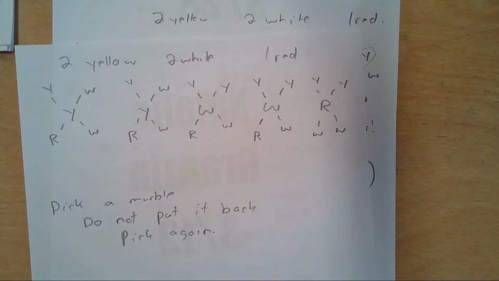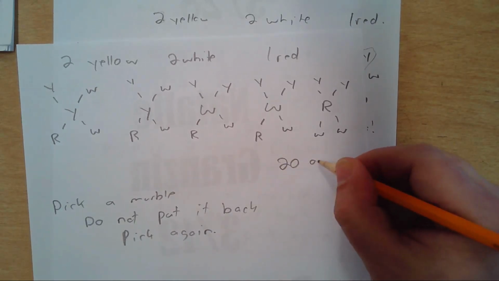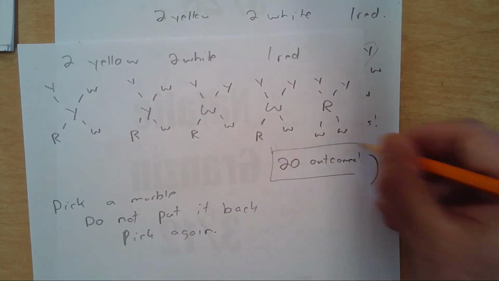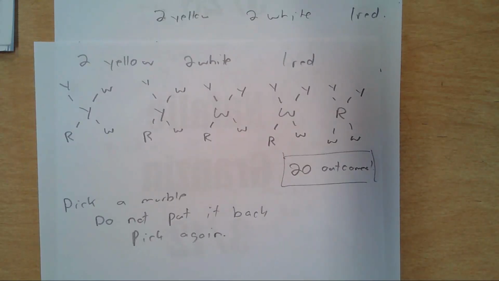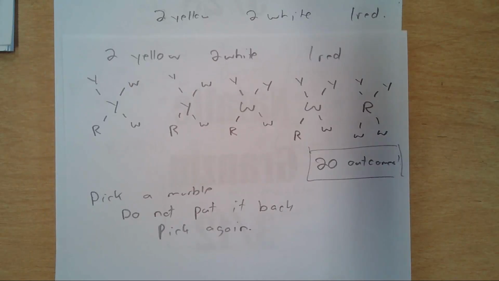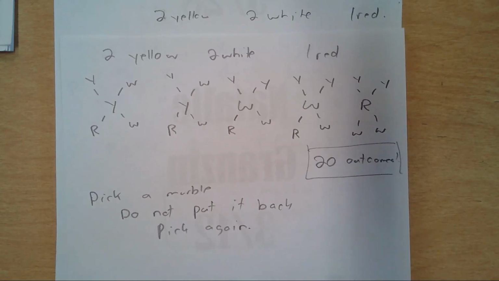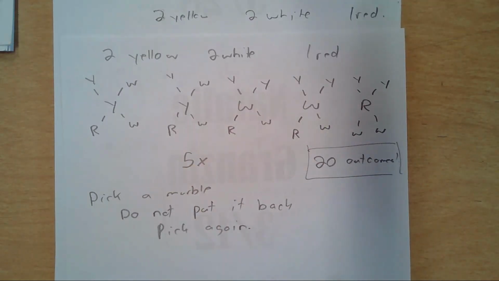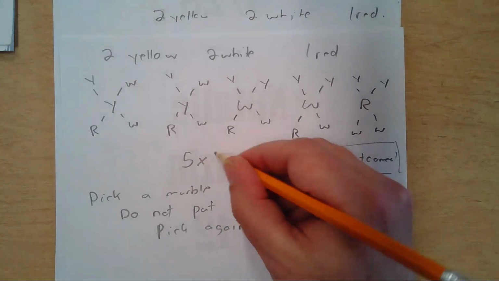How many total outcomes are there? There are 20 outcomes this time. So again, think it through. Using the counting principle, how many total outcomes were there when I picked that first marble? 5. But when I picked the second marble, how many outcomes are there? 4. 4.